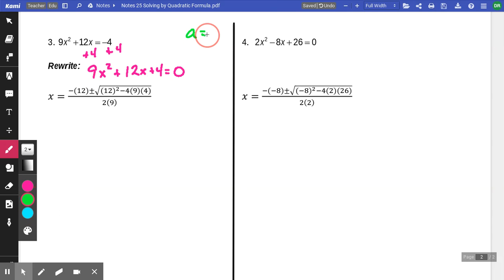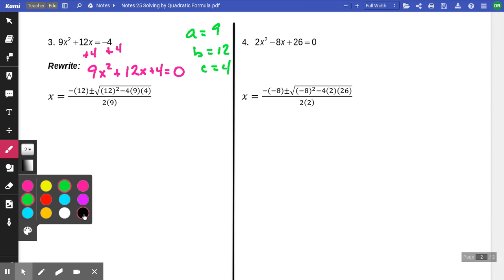That would tell us that A is equal to 9, B is equal to 12, and C equals +4. It's very important that we did this, because if we hadn't added the 4 on both sides, we might have been tempted to say that C was equal to -4, which would give you an entirely different solution in the end. So always be careful in your process. But now that it equals 0 and you know A, B, and C, you just substitute into the formula, which I have done already. And we just need to simplify it from here.